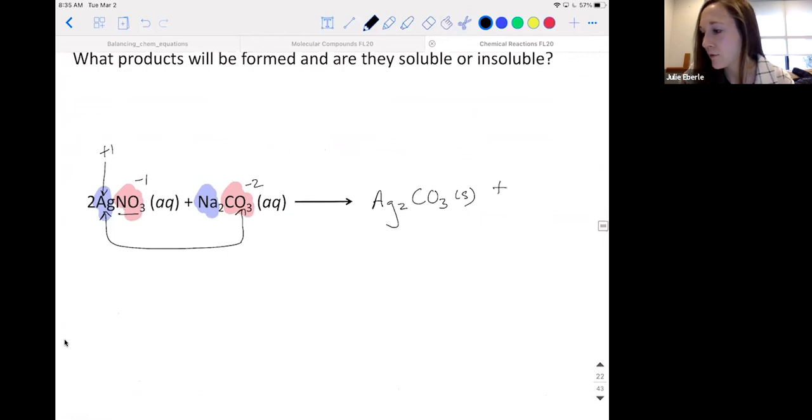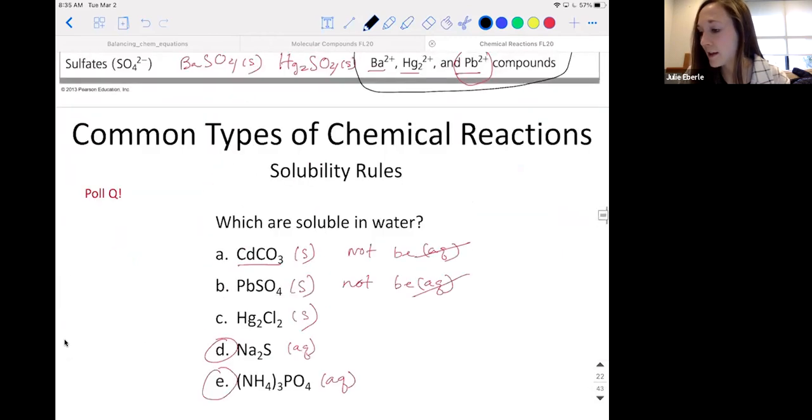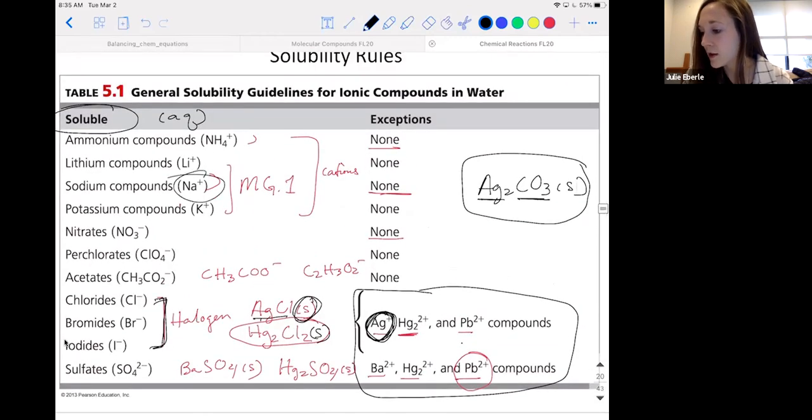The other product that we're going to form, I'm going to do this in green, will be this cation with this anion. So sodium nitrate. Let's write that out. Sodium is a +1, it's main group 1, and nitrate's a -1, it's a polyatomic. So it's just NaNO3. And this one is for sure going to be soluble. How do we know that? Look, sodium is on the list and nitrates are on the list. And anytime those are present in your compound, always soluble, always aqueous, no exceptions.